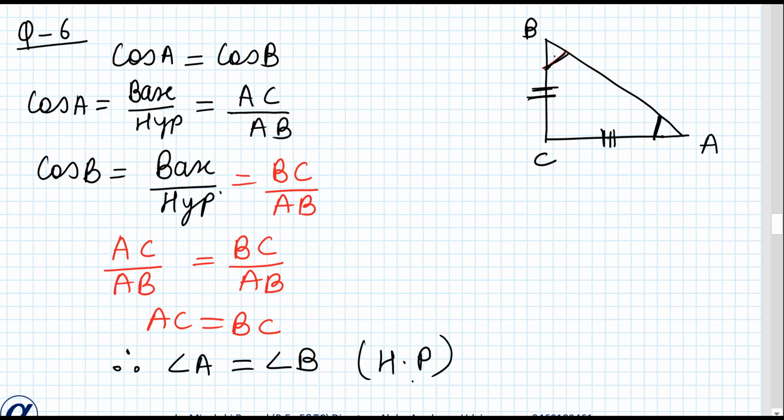Is it clear? What is given, and what we have to prove: angle A equals angle B.